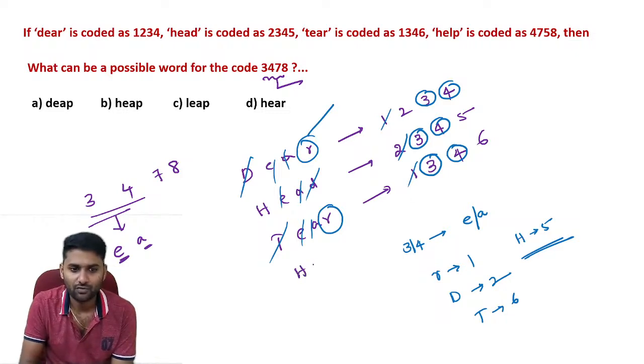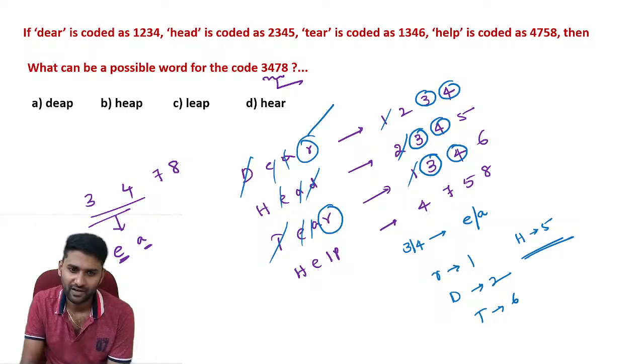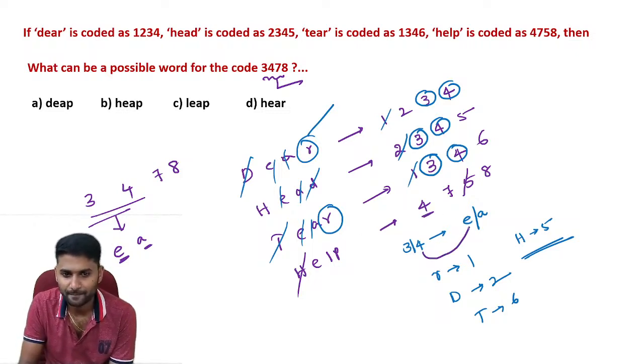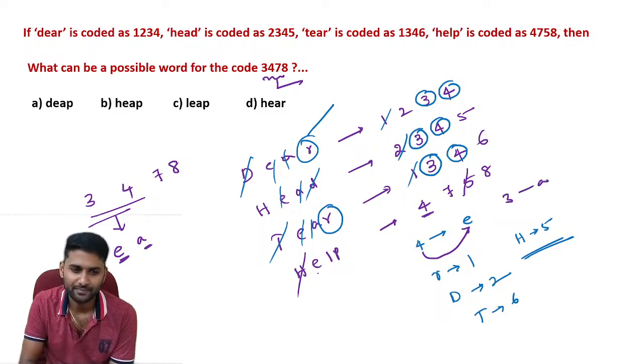Guys, we forgot one more thing. We have Help also. Help is 4, 7, 5, 8. Did you see anything common? 5. H is 5. Next, 4, you already know that. We can conclude that 4 is coded as E. 4 is coded as E. 3 is coded as A.